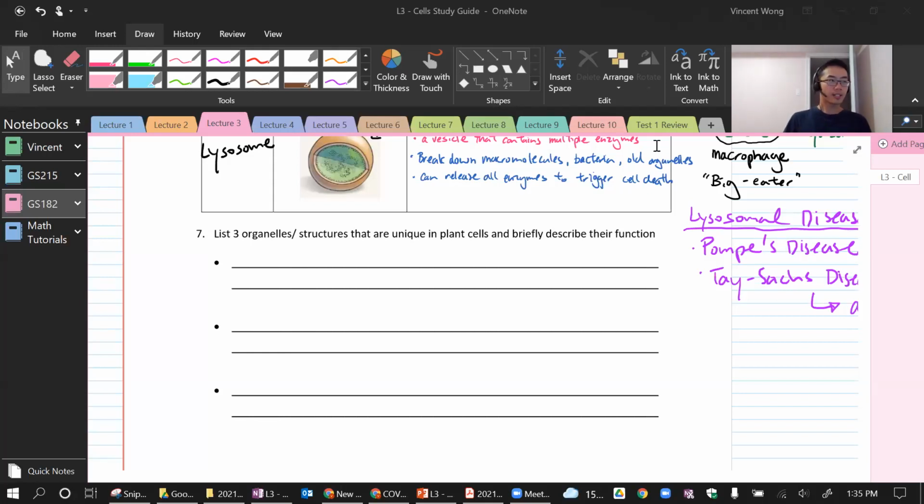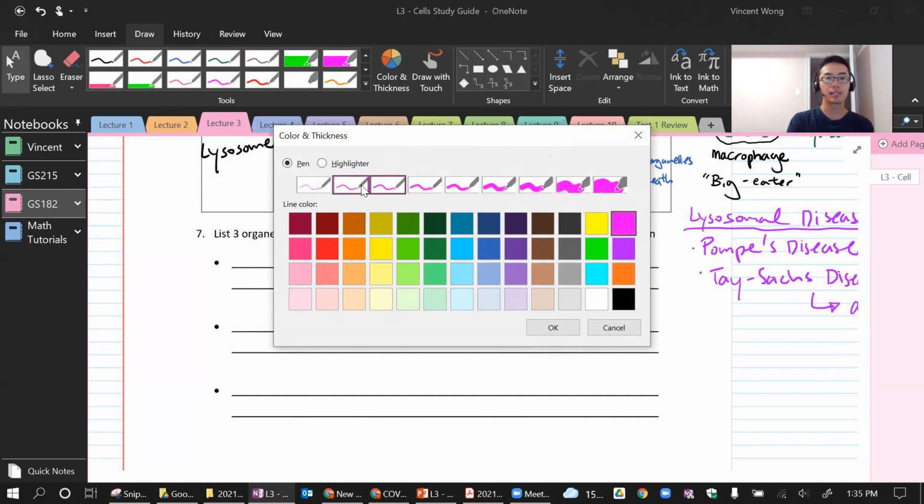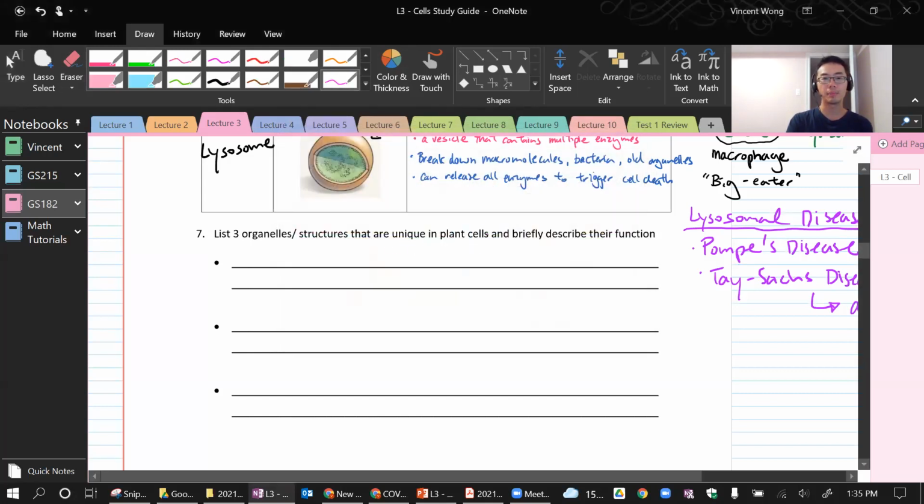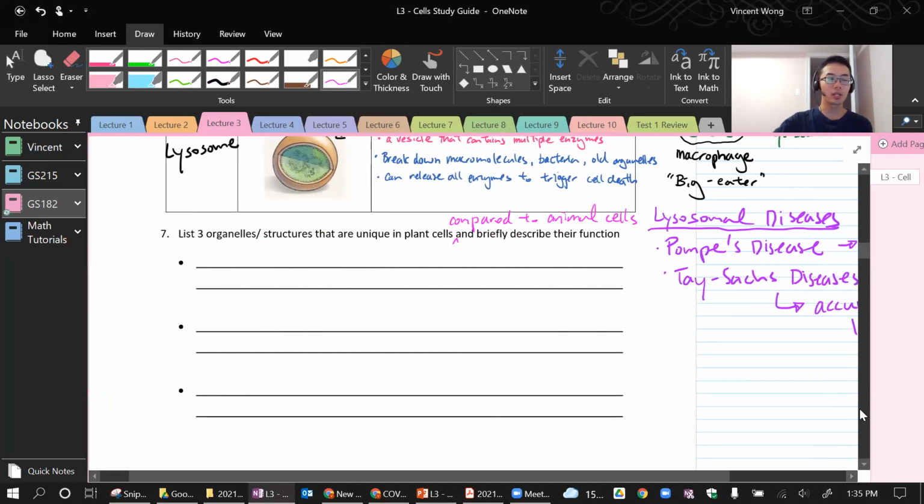Let's continue. Next question. List 3 organelles or structures that are unique in plant cells and briefly describe their function. I should add something to this question: unique in plant cells compared to animal cells. And I'll explain what that means in a bit. But can anyone help me here? What are 3 organelles or structures that are found in plant cells but not animal cells? That's basically what the question is now. You can just list them out in the chat.